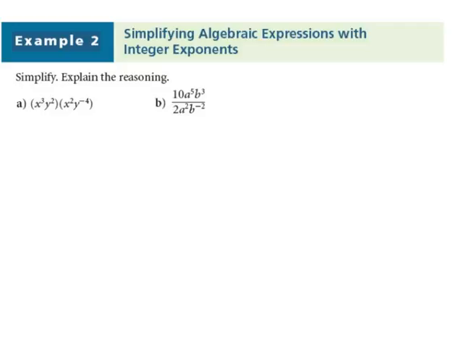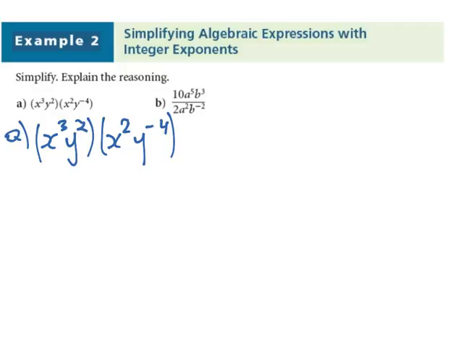Let's start with A. So we have x to the power of 3, y to the power of 2, and x to the power of 2 and y to the power of negative 4. So we have to recognize the common bases. We have common bases of the x and common bases of the y. They're different and separate. Then the next thing we have to recognize is that there is a multiplication between the brackets. This means that we have to use the product rule.